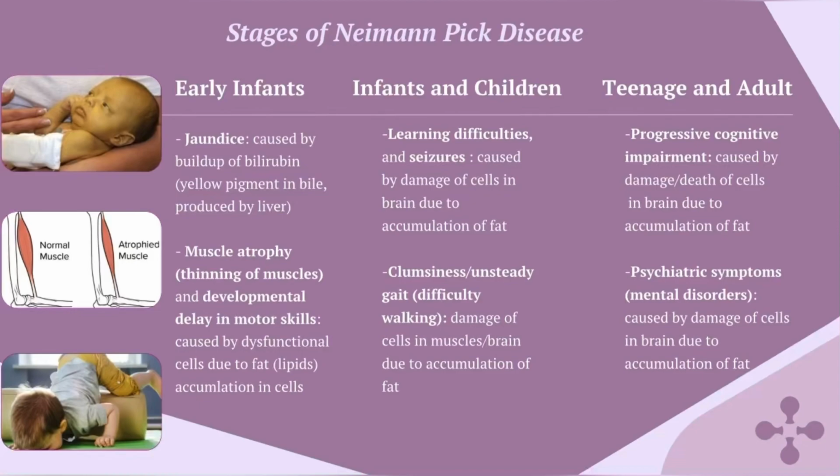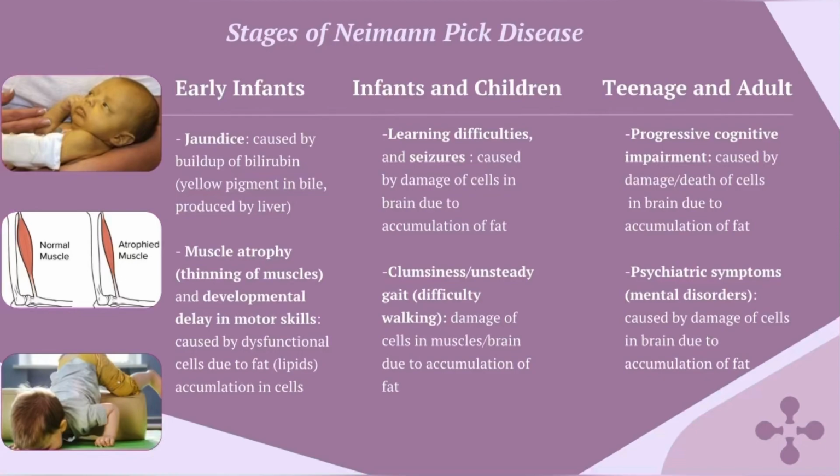There are a few symptoms that appear at different stages in a Type C Niemann-Pick individual's life. In the early infancy stage, you may see jaundice. Jaundice is the result of bilirubin accumulation. Bilirubin is a yellow pigment found in bile, produced by the liver. Without working transport in the cells, there is a buildup of bilirubin causing the skin to turn yellow.